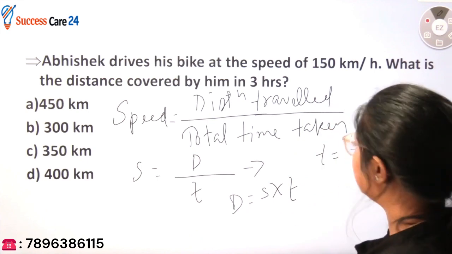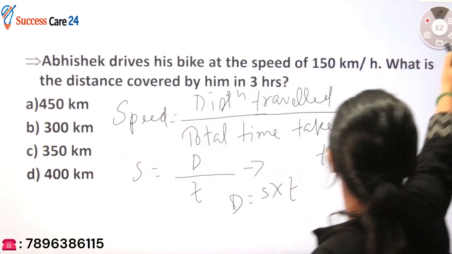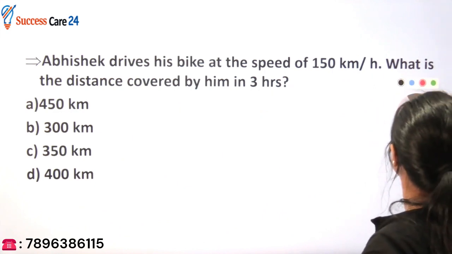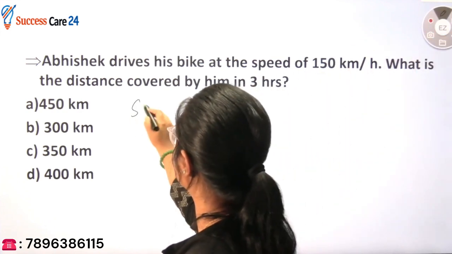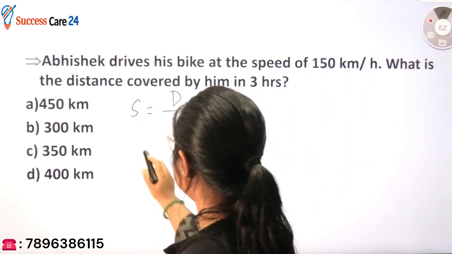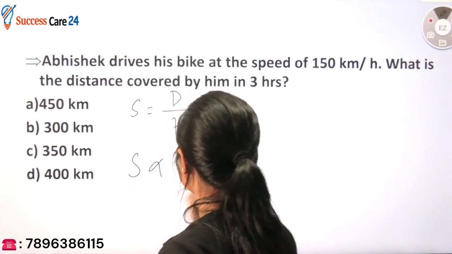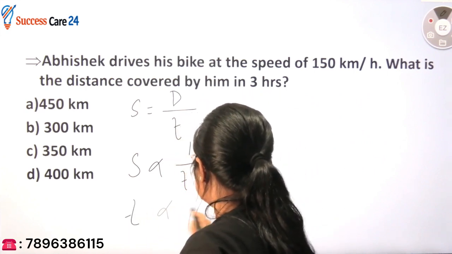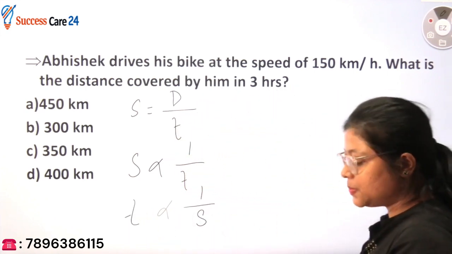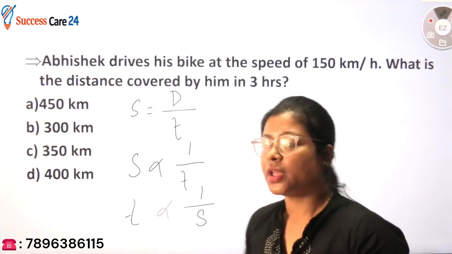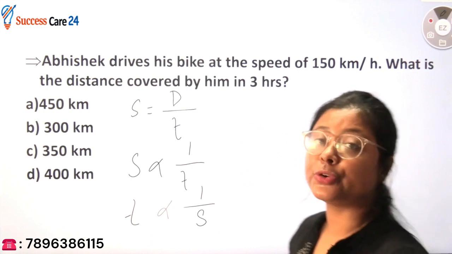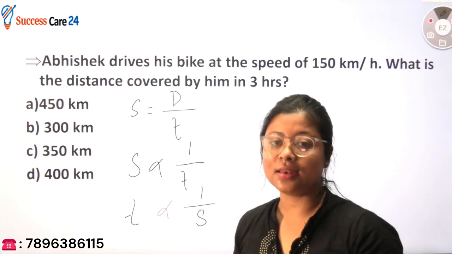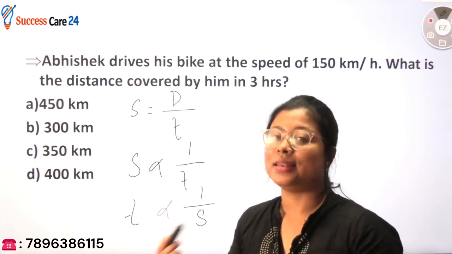From here we can draw another conclusion. We know that speed is equal to distance by time. So that means speed and time are inversely proportional to one another. Also, time is inversely proportional to speed. What does that mean? If speed increases, then time taken is less. The more the speed, the lesser the time taken, and the more the time, the lesser the speed.